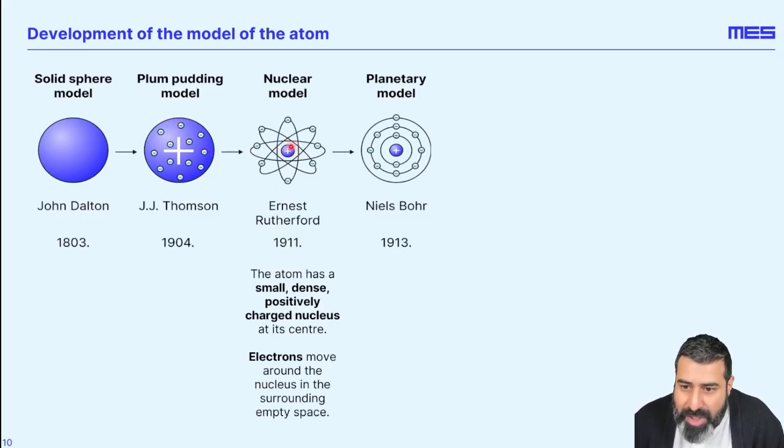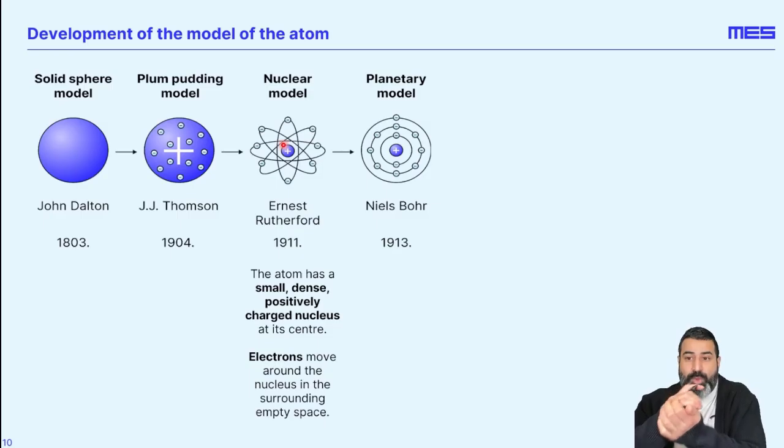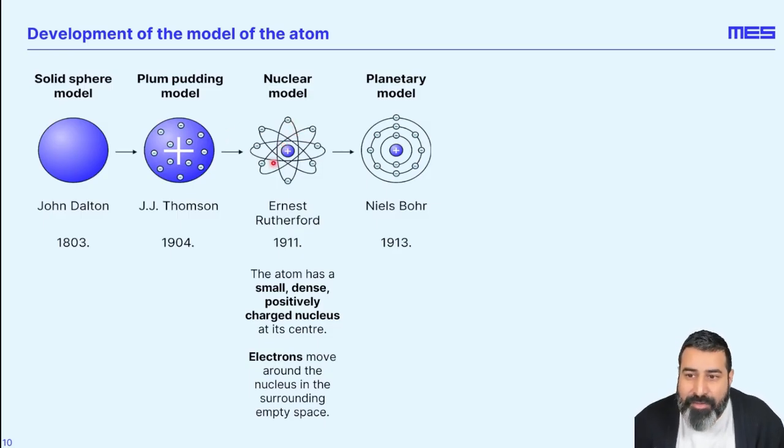That positive charge is concentrated at the center of an atom. And most of the mass of an atom is concentrated at the center as well. So that positive charge collapses into something small and concentrated at the center. Therefore, the negative electrons must be going around the outside, and most of the atom is empty space.